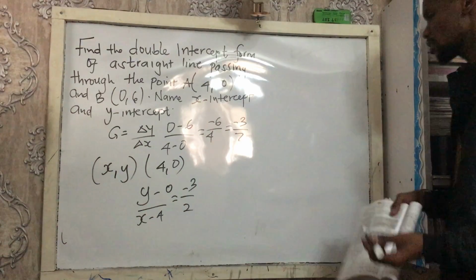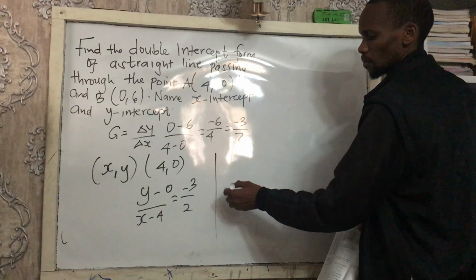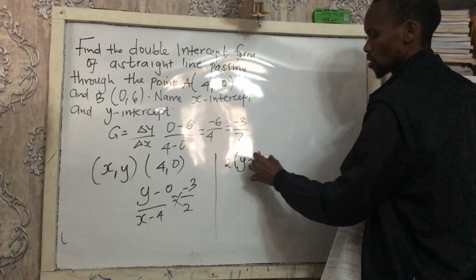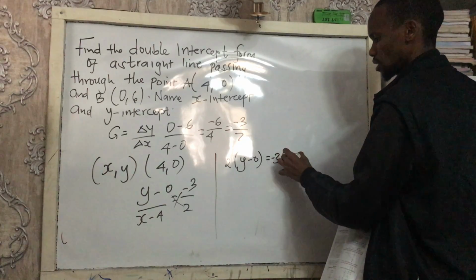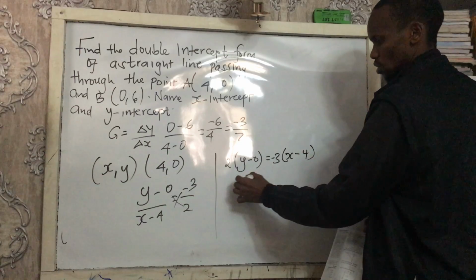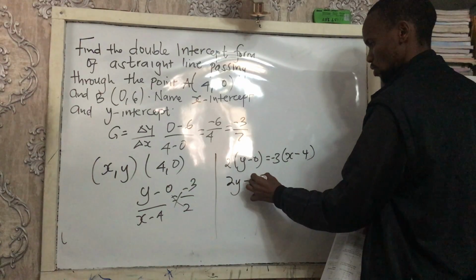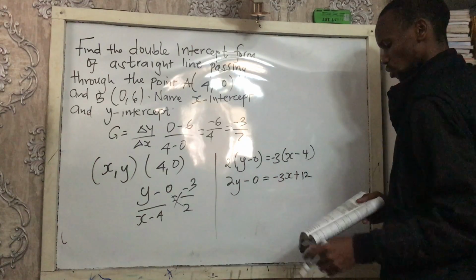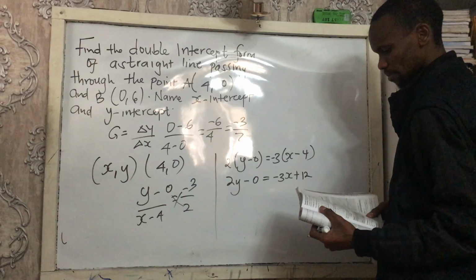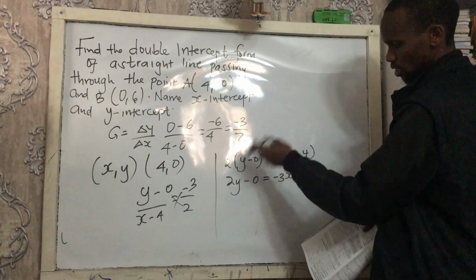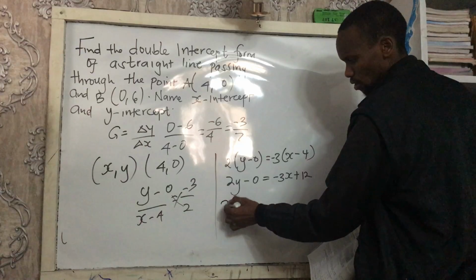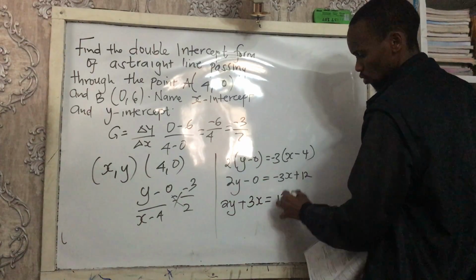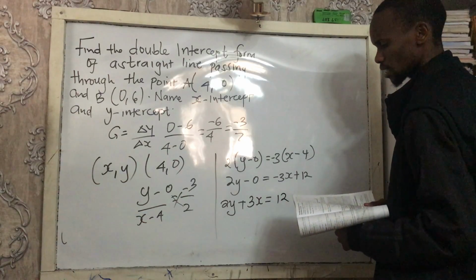And then cross multiplying, I'll have what? 2 into bracket y minus 0 equals to minus 3 into bracket x minus 4, right? 2y minus 0 equals to minus 3x plus 12, right? So I need to take 3x to the other side. So I'll have 2y plus 3x equals to 12.